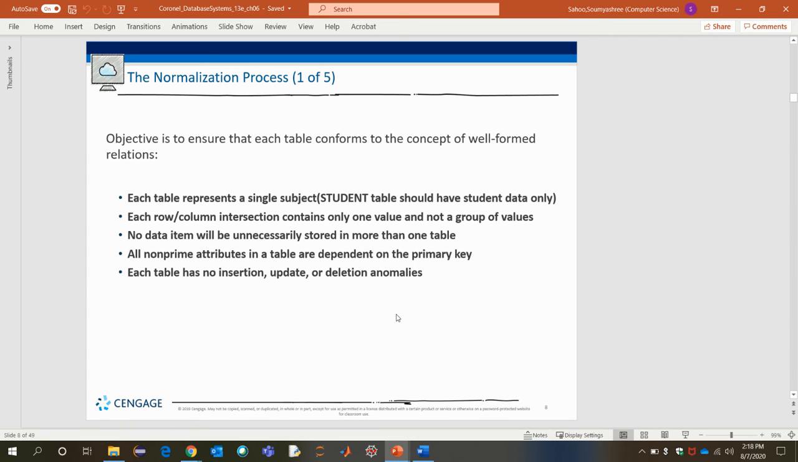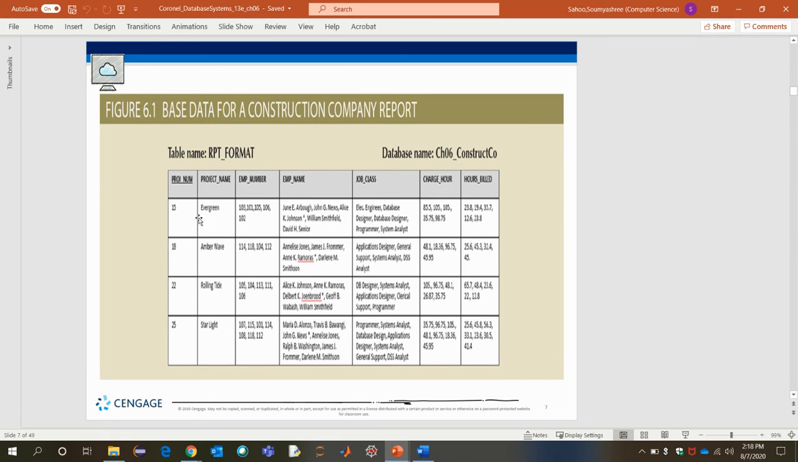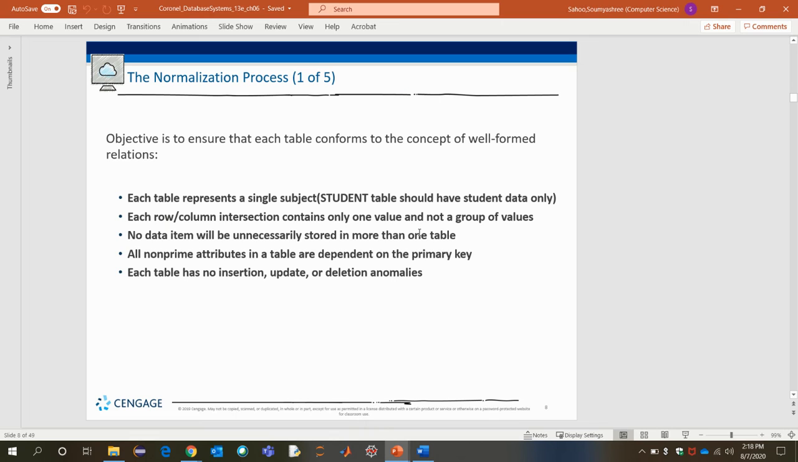Second, each row and column intersection can contain only one value. If you see the structure, let's take this EMP name column. Is it associated with a single value? No. Every row and column intersection must have only one value. And no data item will be unnecessarily stored in more than one table, so no data duplication. There is one concept, I will get into that later, that a non-prime attribute in a table should be dependent on the primary key.